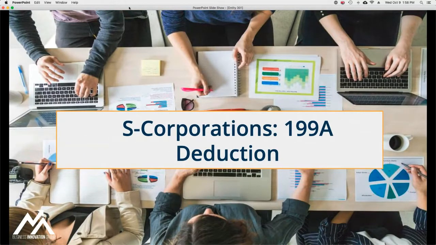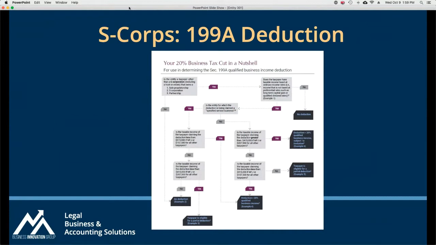The 199A deduction. All right, good. Yeah, this has confused me since the tax bill a couple of years ago. And the reason is because it looks something like that. Yeah, he's got a very bloated flowchart on here. Yes, this flowchart comes to me courtesy of the AICPA, the American Institute of CPAs. It's funny because it says it's your 20% business tax cut in a nutshell, but then it's this really complicated flow chart with a lot of numbers on it, and this is only the front page. There are examples and things on the back that make it even worse.